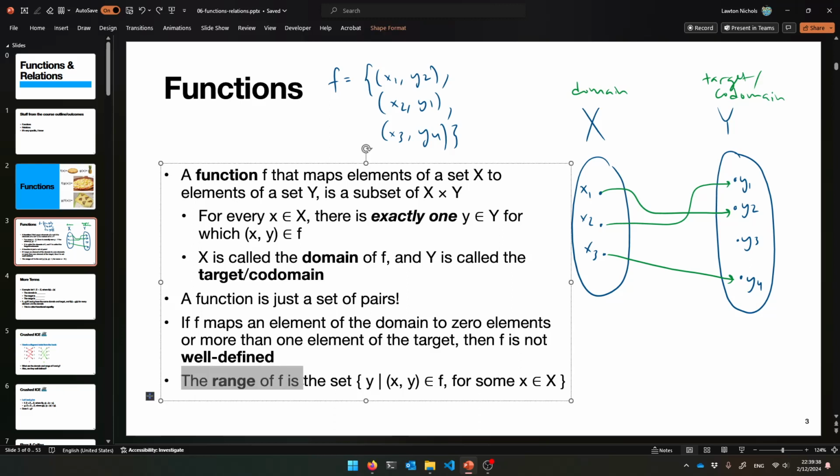Okay. Range, you've probably heard that term before. This is what the range means. It's not the same as y. It's all the pieces that are being hit by the function. So it's all the pieces that are being hit by an arrow.